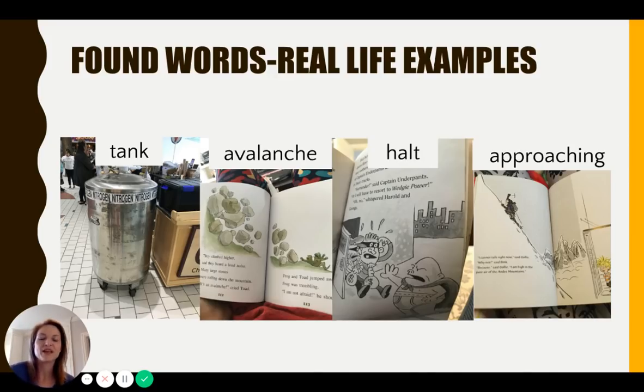Something else I've been doing, which I love, is that I come across our school vocabulary words so often when I'm reading to my own kids.